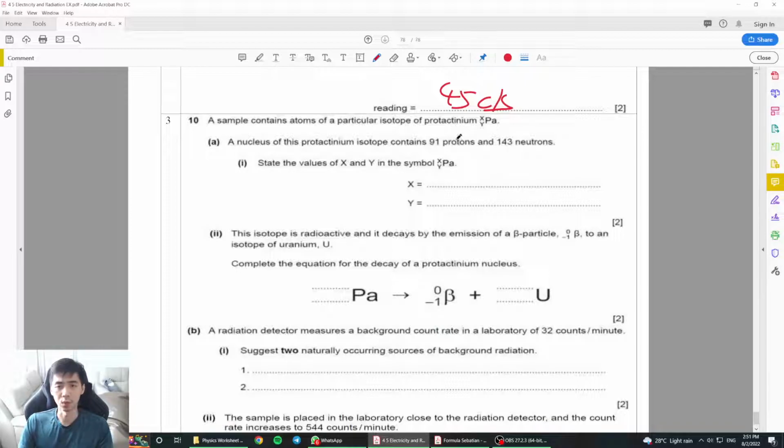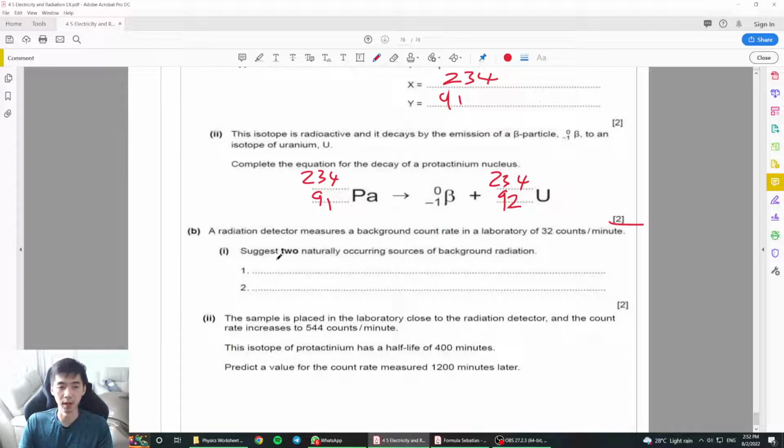State the values of x and y, proton, neutron. So y is definitely 91, right? The nucleon number is 234, 234, right? Easy. And beta decay. This is Pa, right? So it's 234, 91, and it goes through beta decay. It's 234 and 92 here. Easy. Another 2 marks.